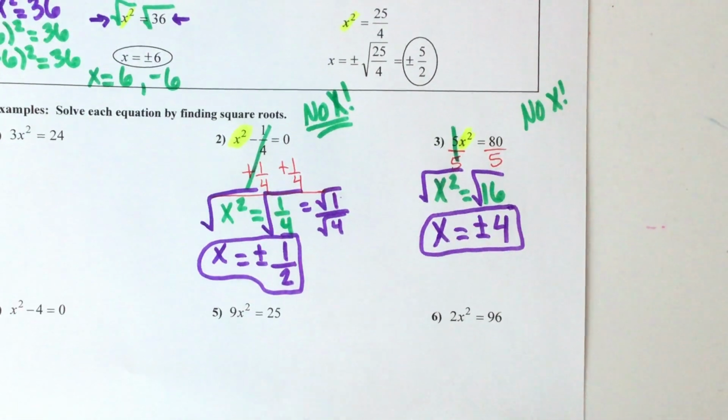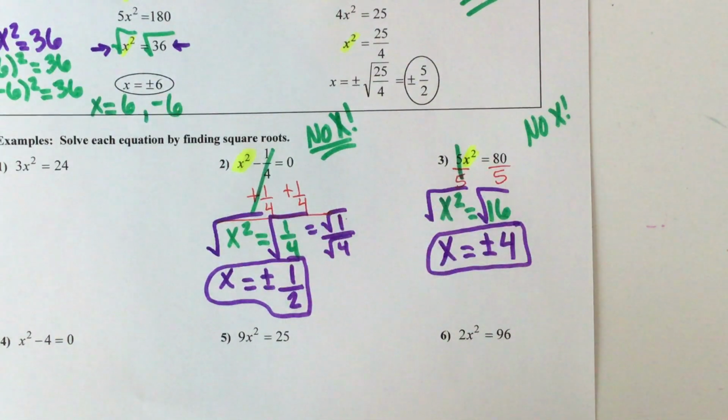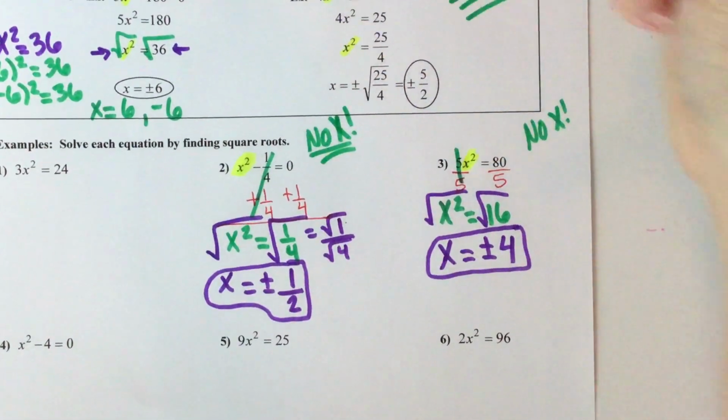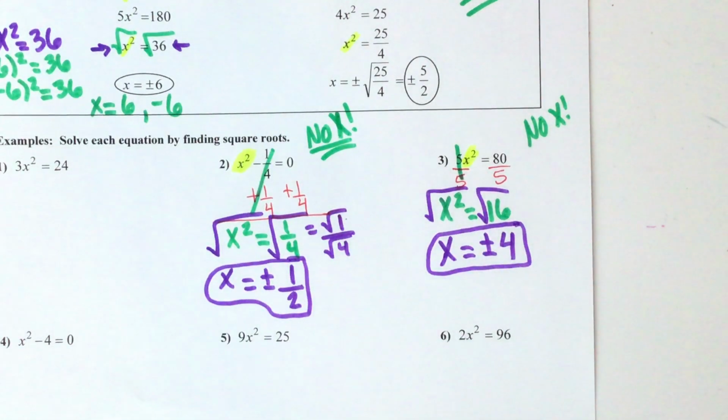Now, one thing I haven't mentioned that you may be wondering about is I'm not making these problems say equals 0. So if you're doing the square root method, they don't have to say equals 0. They can say equals 0 like this one did, or not say equals 0 like this one. So with the square root method, they don't have to say equals 0. With the factoring method, they do have to say equals 0. Okay, let's go to number 4.